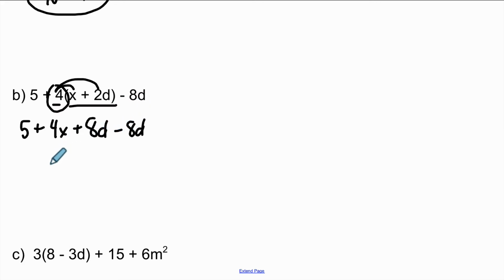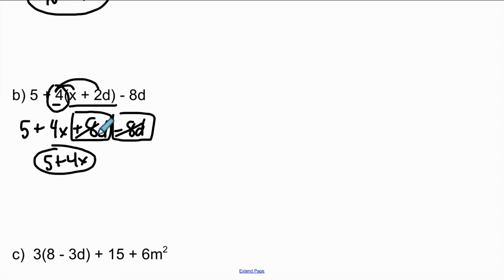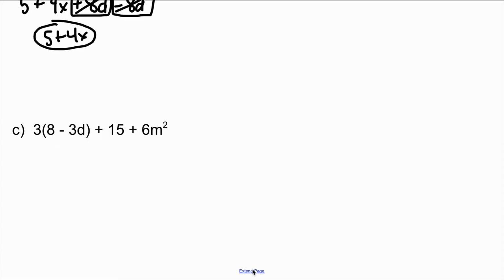And then I could simplify a bit. 5 plus 4x, and then I've got plus 8d and minus 8d. So 8d minus 8d is just 0. Those actually just cancel out. And then this is your simplified best possible expression here. And we can look at one more.